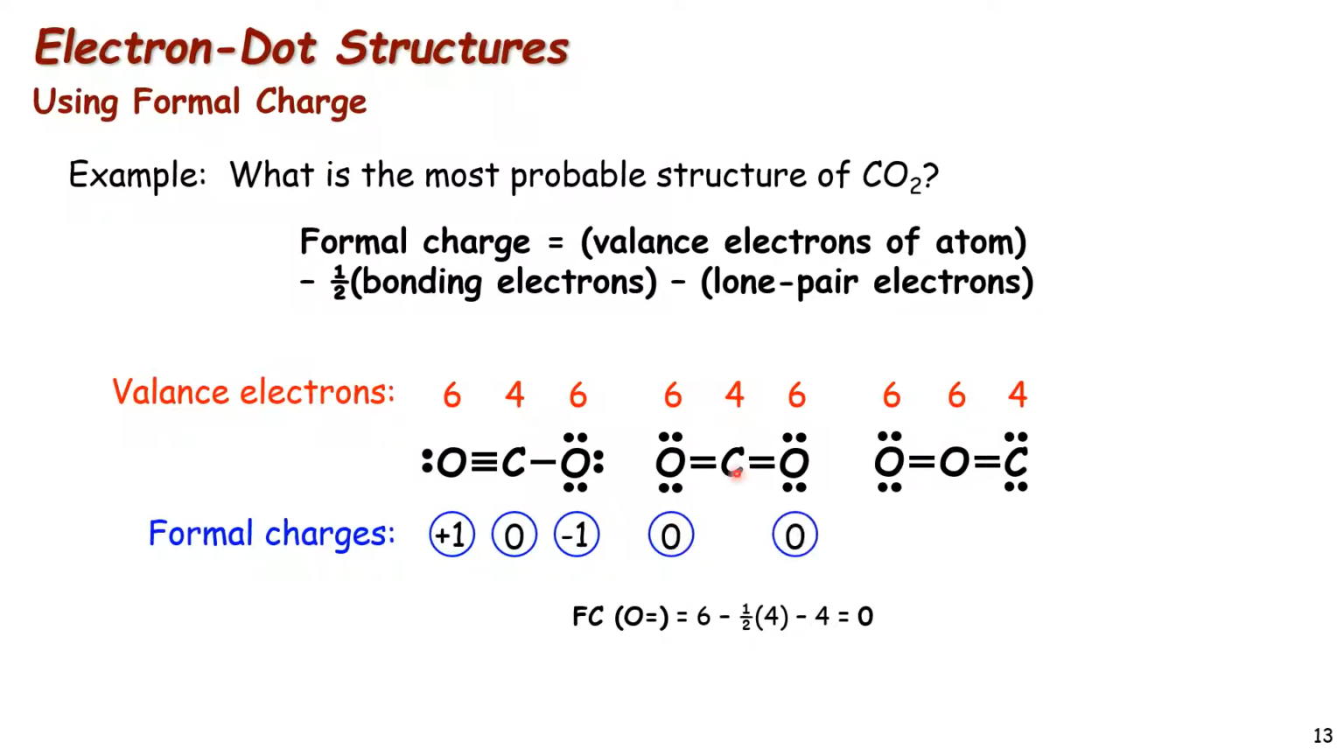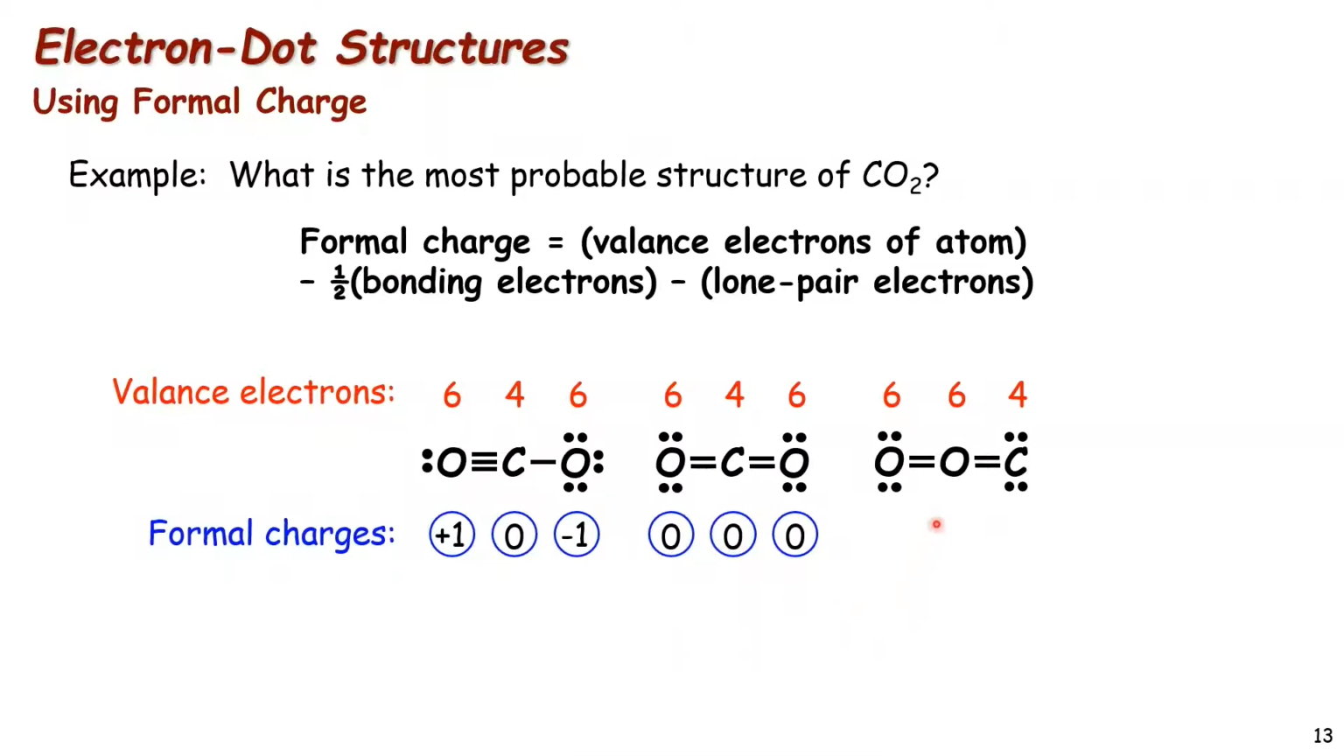Let's come to this carbon, right? And this oxygen, by the way, is identical. It has a double bond, it has 2 sets of lone pairs, so its formal charge must also be 0. So let's look at this carbon now. Again, group 4, so 4 valence electrons. It has a total of 2, 4, 6, 8 bonding electrons, and there's no lone pair. So 4 minus 4 minus 0 is 0. So this has a formal charge of 0.